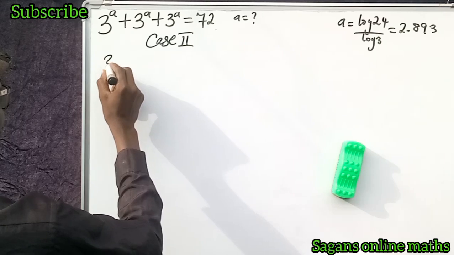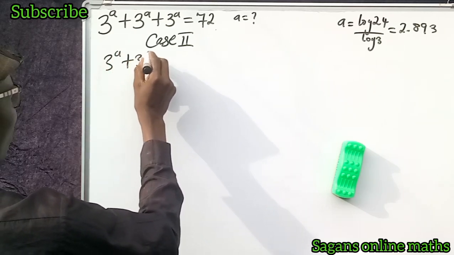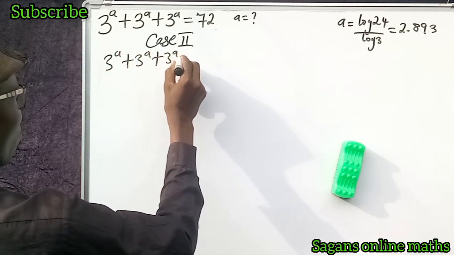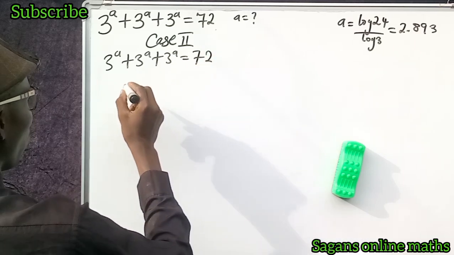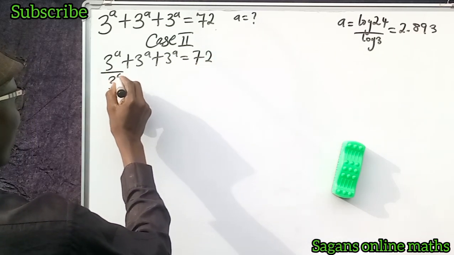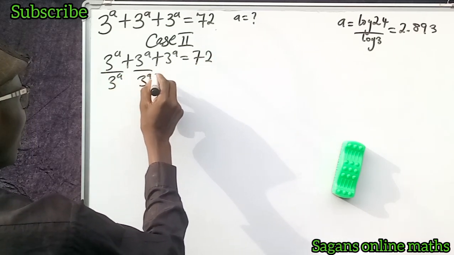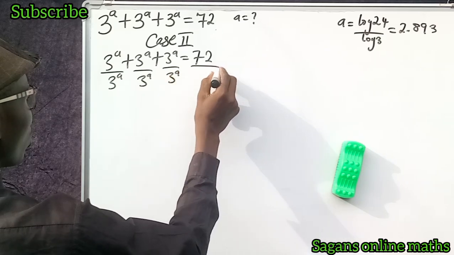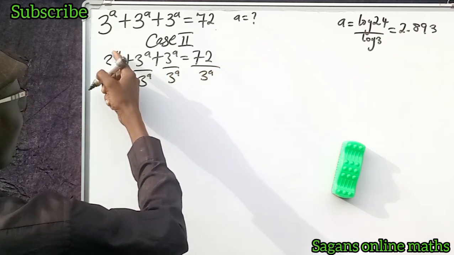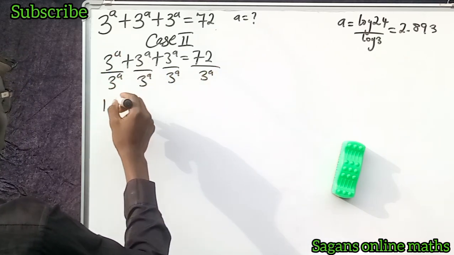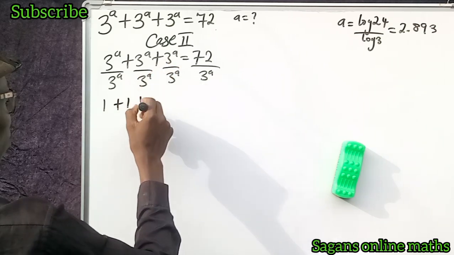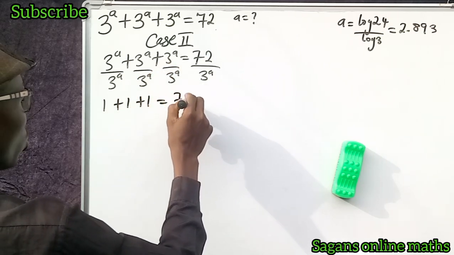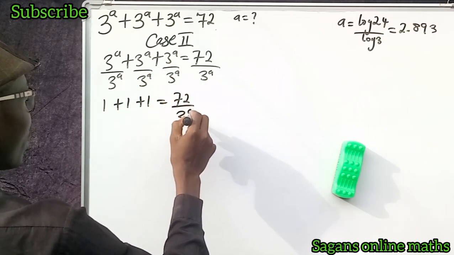We have 3 to the power of a plus 3 to the power of a plus 3 to the power of a equals 72. We can divide through by 3 to the power of a since it's common. Now if we divide this by this, we have 1. This divided by this, we have 1. This divided by this, plus 1, equals 72 divided by 3 to the power of a.